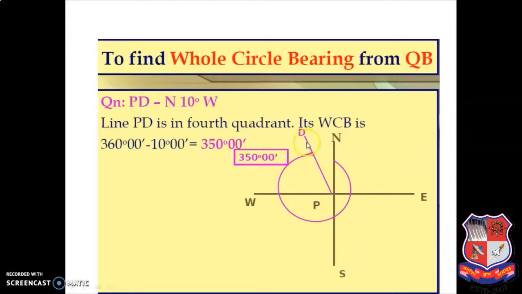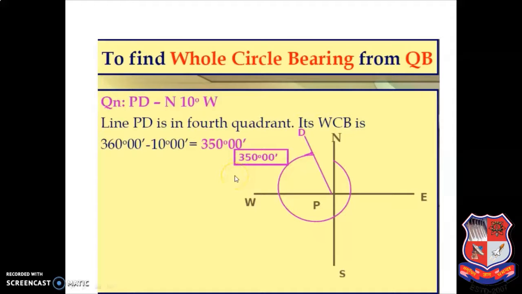PD line is there. Total, from here to here, it is 360 degree. And this north 10 degree west is given from here to here. You can see from here to here, see my cursor, this is your north 10 degree west. So from 360, if you deduct this value, north 10 degree west, what will be the answer? 350 from here to here. So 360 minus 10 degree, your answer is 350 degree.